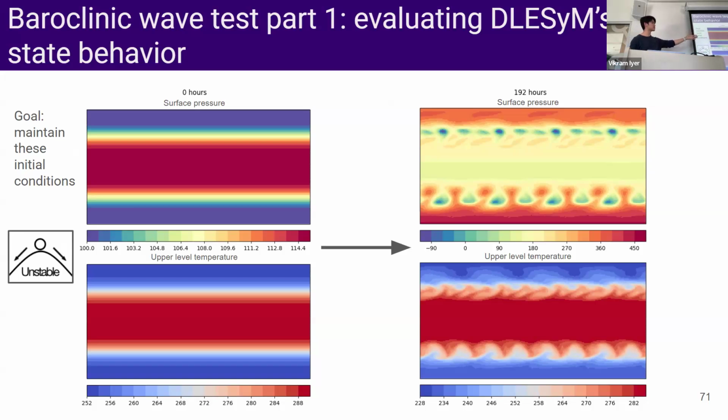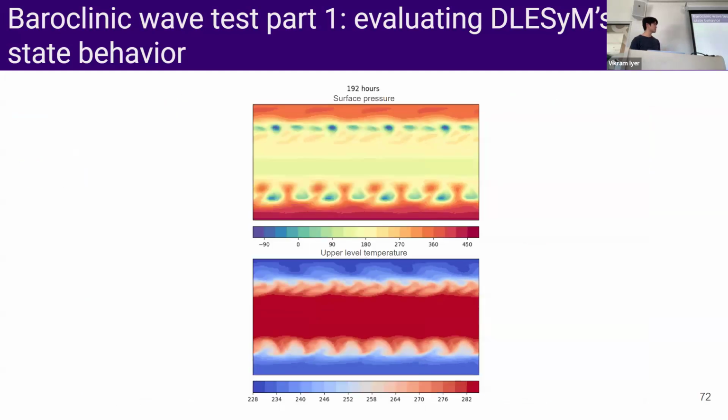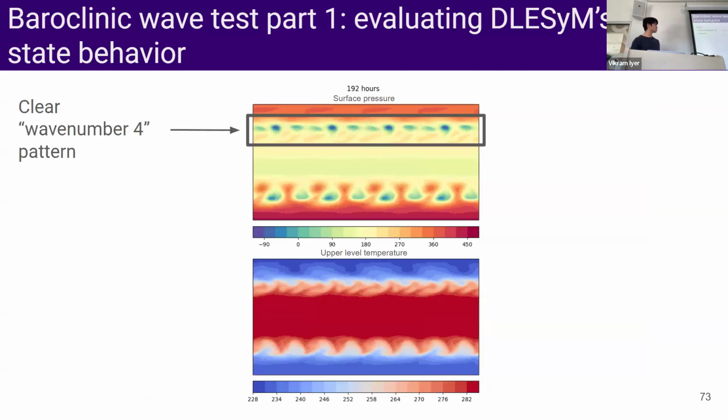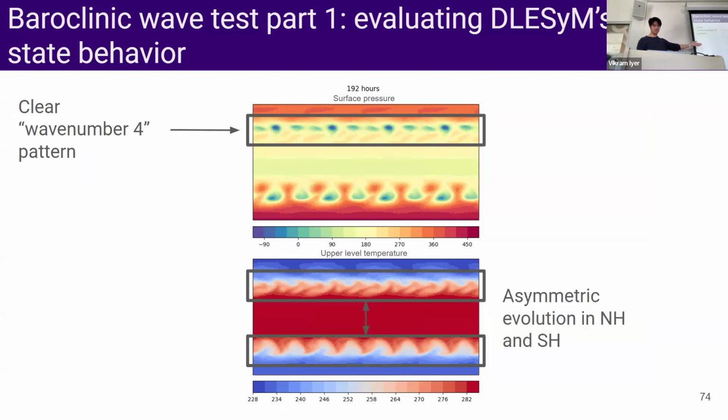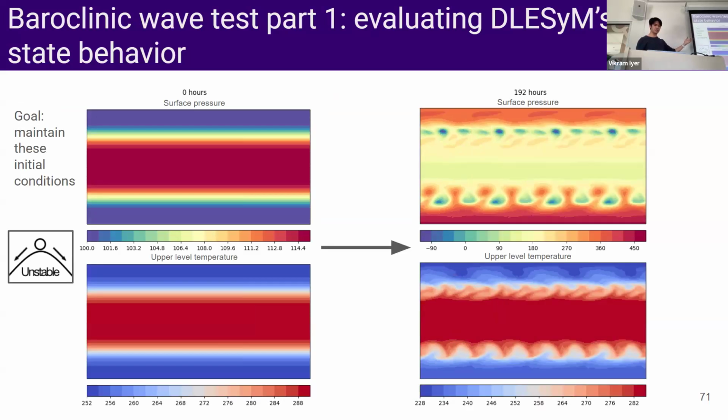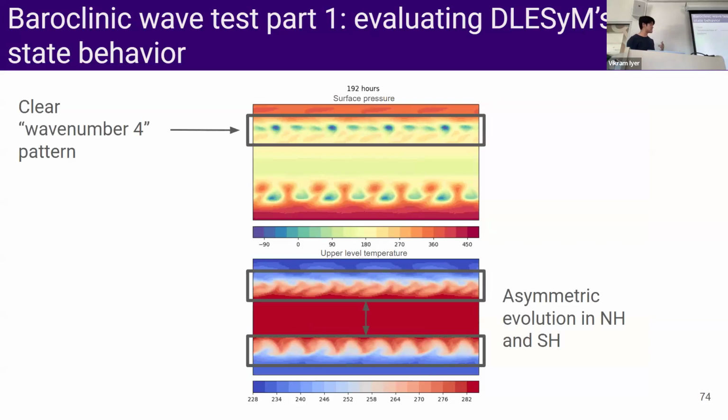So we can dissect what's going on here, which is one of the powers of these idealized simulations, that you can get a better sense of why the model is doing the thing it is. Okay, so one thing we notice is that we have what we call a wave number 4 pattern in both hemispheres. It's called wave number 4 because it repeats 4 times going across the globe. You'll also notice that the evolution of the system is asymmetric in the northern and southern hemisphere, even though the initial conditions were symmetric. So these are telling signs. And while we weren't able to maintain the initial conditions like we wanted to, I still think this result is interesting for a couple of reasons.